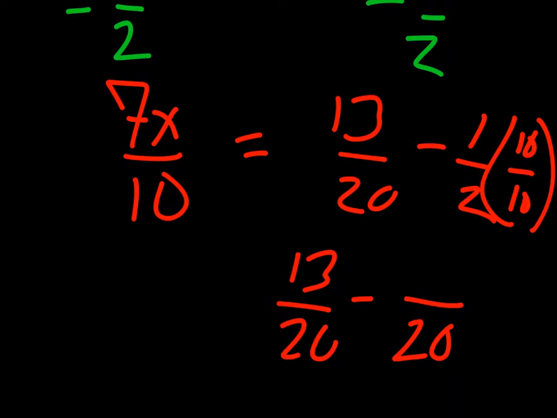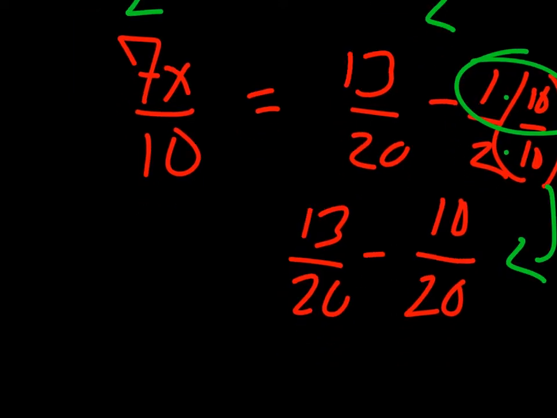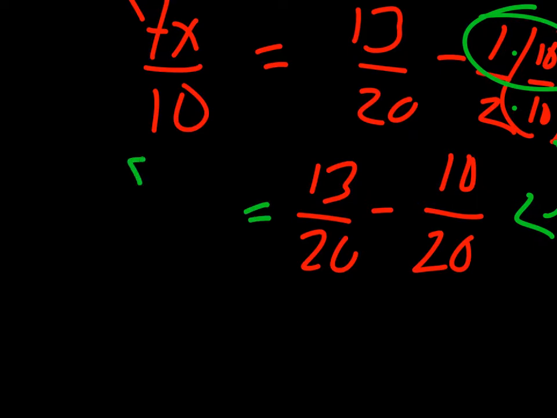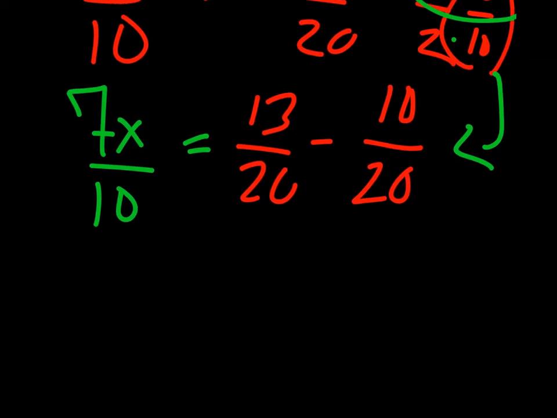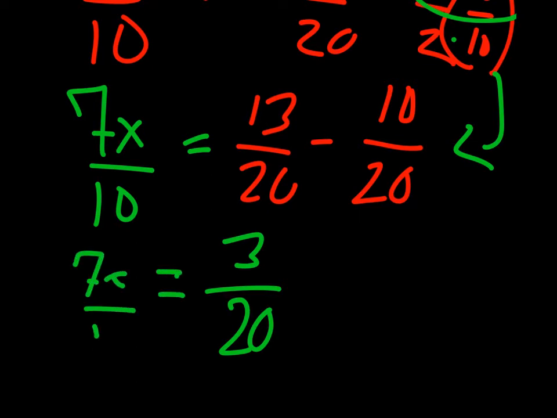Therefore, that gives us our 20 in the denominator. So now 10 times 1 gives us 10. If you're wondering where that came from, it came from right here. There's a 10 times 1 and a 10 times 2 right there, giving us this, okay? So now we have 7x over 10. 13 over 20 minus 10 over 20 simply gives us 3 over 20, equaling 7x over 10.